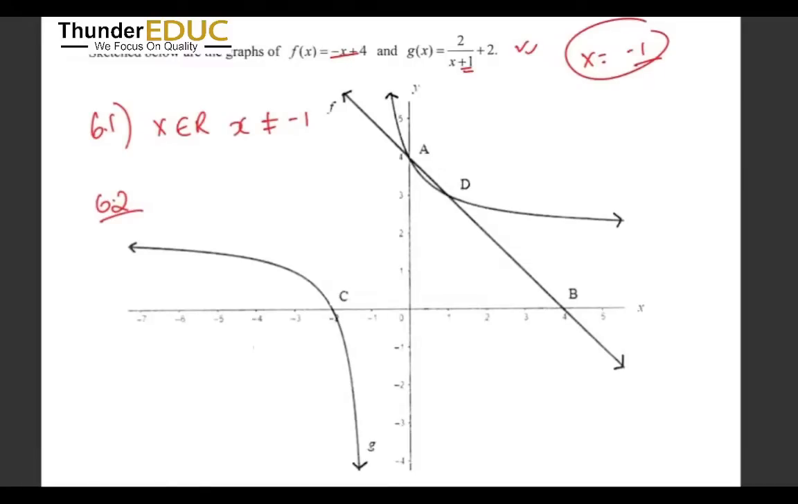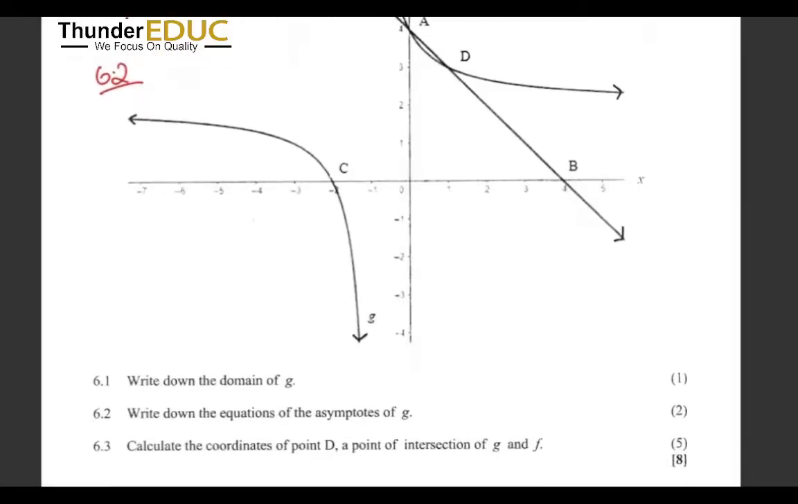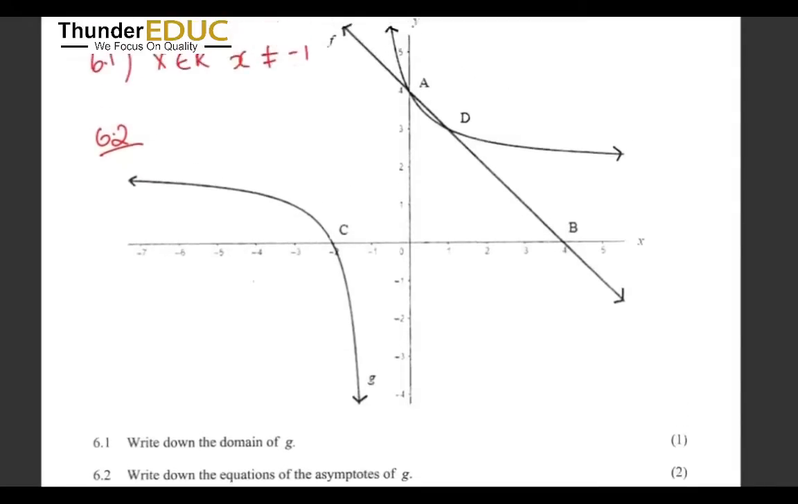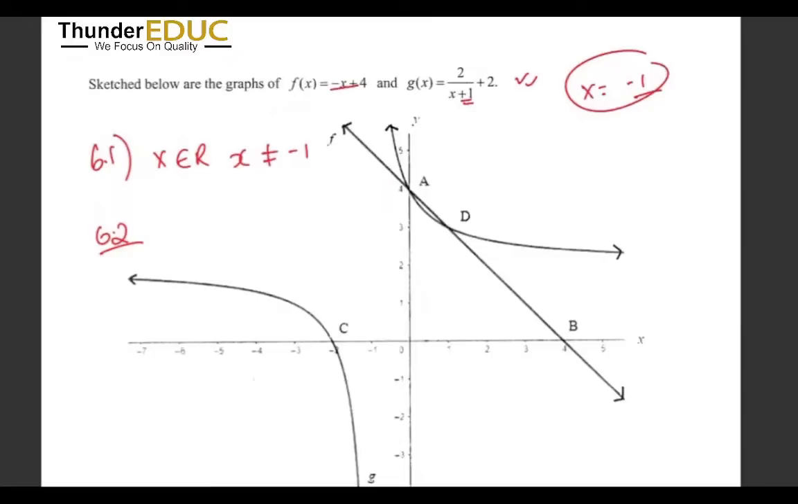And then 6.2, write down the equations of the asymptotes. So from the hyperbola, we know that x is a negative 1. That's an equation. And then y is equal to 2 will be the other equation of the asymptote.